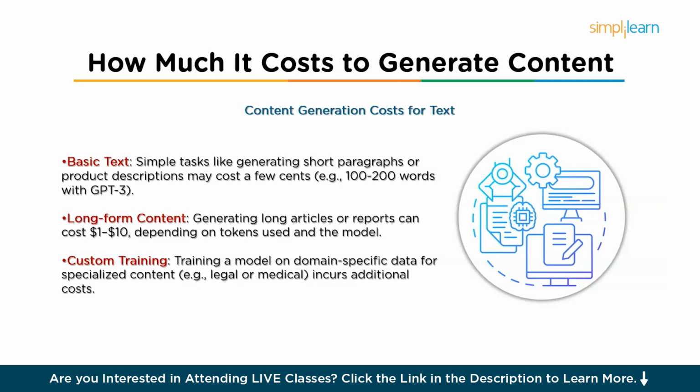Then comes long form content. So generating long articles, reports, or complex stories involves more tokens and could be more expensive. So for instance, generating a 1,000-word article could cost anywhere between $1 to $10, depending on the number of tokens processed and the model used. Next comes custom training. So if businesses are using AI to generate highly specialized content, they may need to fine-tune or train a model on domain-specific data, which can incur additional costs apart from this.